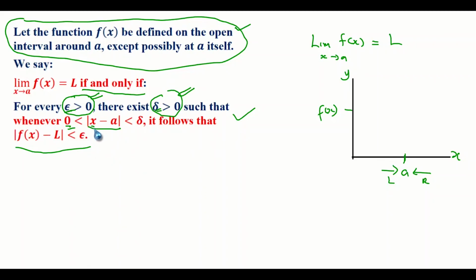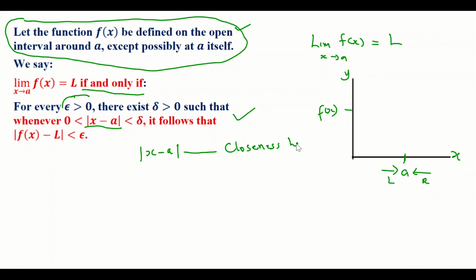Let's start with the last two statements, because this is what many students find very confusing. So I will try to explain them. Here the first one is this. What does it mean? This particular one, the absolute value of x minus a, is like the closeness. You can call it closeness to point A.